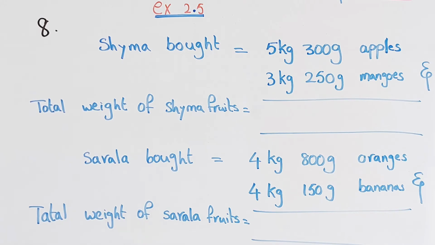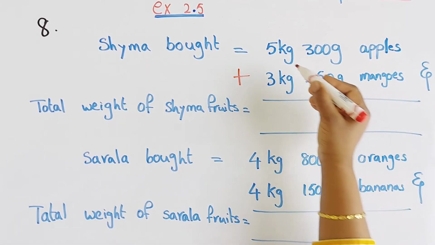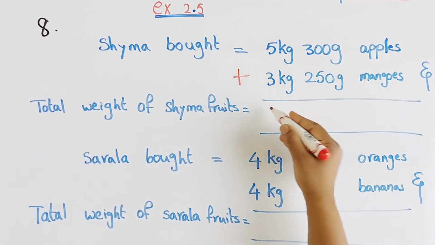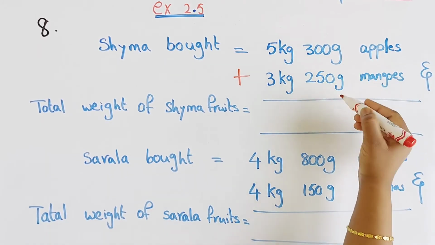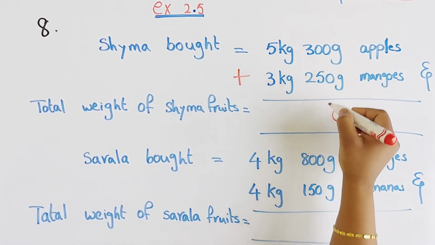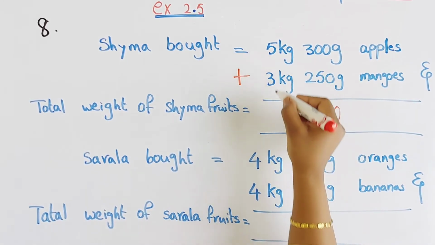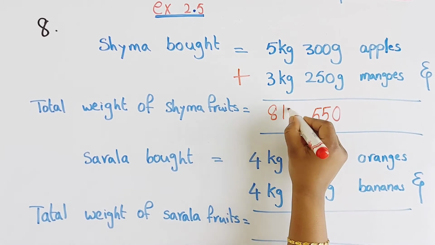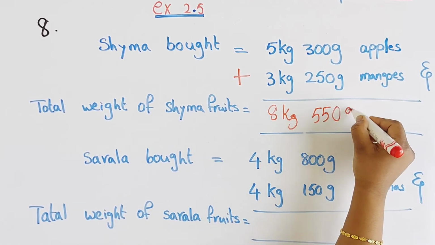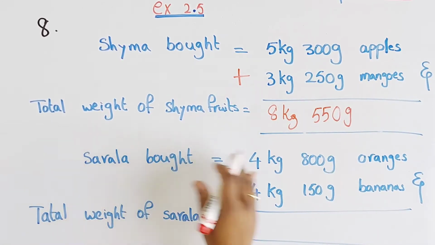Okay, let's start. Now we are adding the weight of apples and mangoes of Shyama's, right? So here 5 kg 300 grams and 3 kg 250 grams. 0 plus 0, 0. 0 plus 5, 5. 3 plus 2, 5, and 5 plus 3, it is 8. That means 8 kg 550 grams, the total weight of Shyama's fruits.